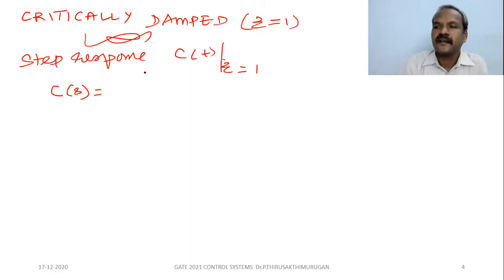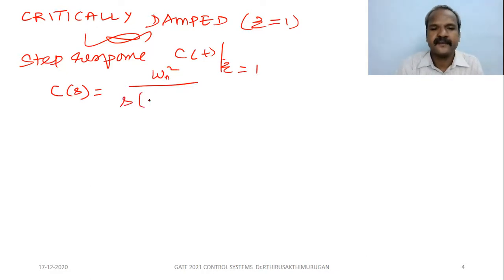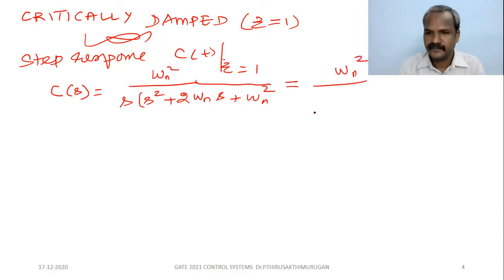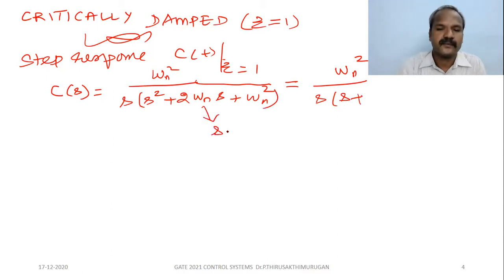So it becomes omega n square divided by s into s square plus 2 omega n s plus omega n square. So what we are getting here is s plus omega n the whole square. So this becomes omega n square divided by s into s plus omega n the whole square, a perfect square.